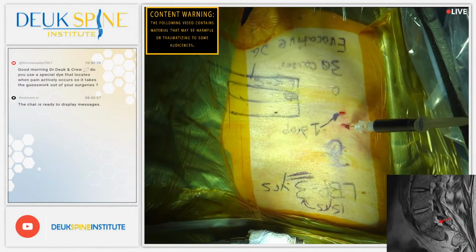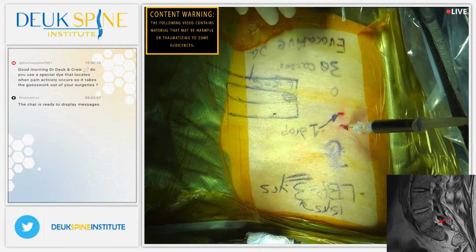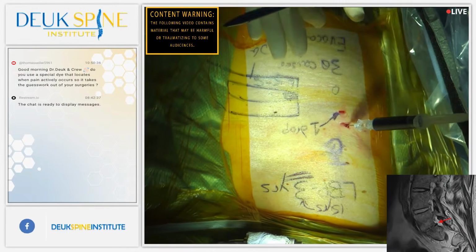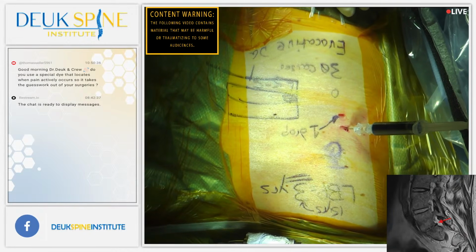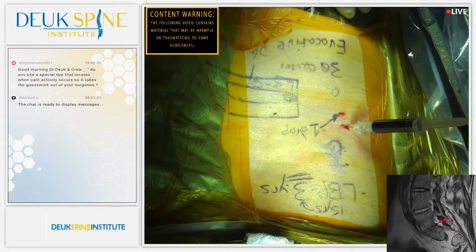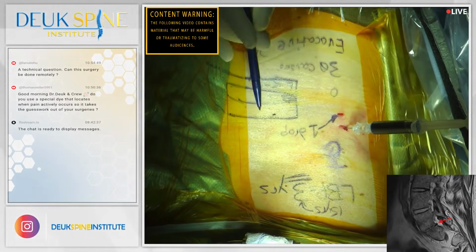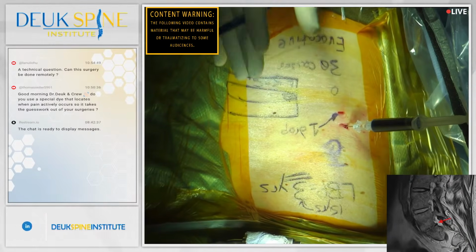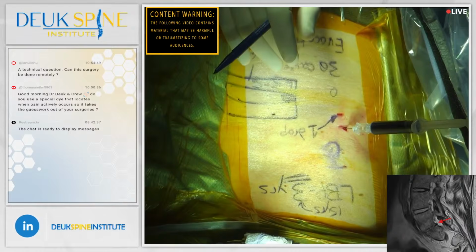He came to Florida because this surgery that you're about to watch, this is the most advanced, in my opinion, the most advanced endoscopic spine surgery in the world, is only available at Deuk Spine Institute. It's been peer-reviewed and published, this procedure. It's FDA approved. But other doctors elsewhere, they don't want to do this procedure. Why? Because they don't make much money doing it. They make the least amount of money as a surgeon doing this procedure.